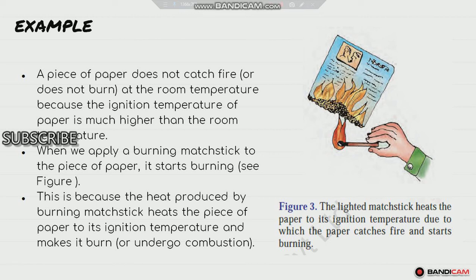When we apply a burning matchstick to the piece of paper, it starts burning, because you are making the paper reach its ignition temperature, which is 233 degrees Celsius. This is because the heat produced by the burning matchstick heats the piece of paper to its ignition temperature and makes it burn or undergo combustion. That is what is given in this figure 3. The lighted matchstick heats the paper to its ignition temperature, due to which the paper catches fire and starts burning.